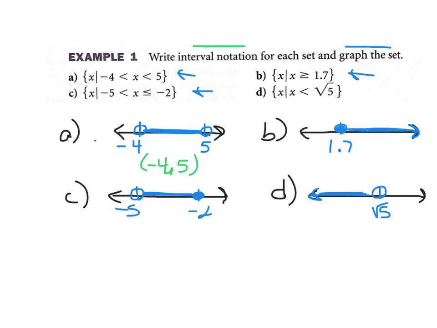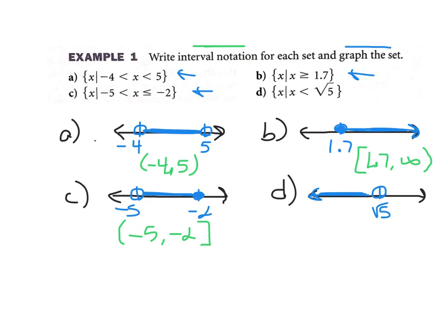Part B, I look at my number. It's 1.7. And how far does it go to the right? It goes forever, so I'm going to put an infinity sign. Because 1.7 has a closed circle, it gets a bracket. Infinity, it never technically gets to infinity, so we're always just going to use the parentheses for infinity. So anytime you see infinity, it's going to be open. Part C goes from -5 to -2, so I'm going to put a -5 and a -2. Remember, left to right, the -5 is open, it gets a parentheses. The -2 is closed, it gets a bracket.